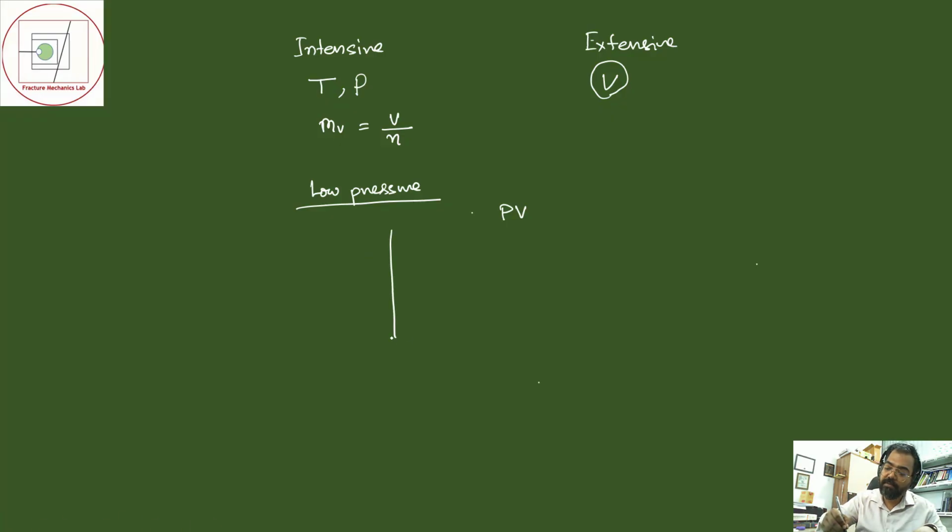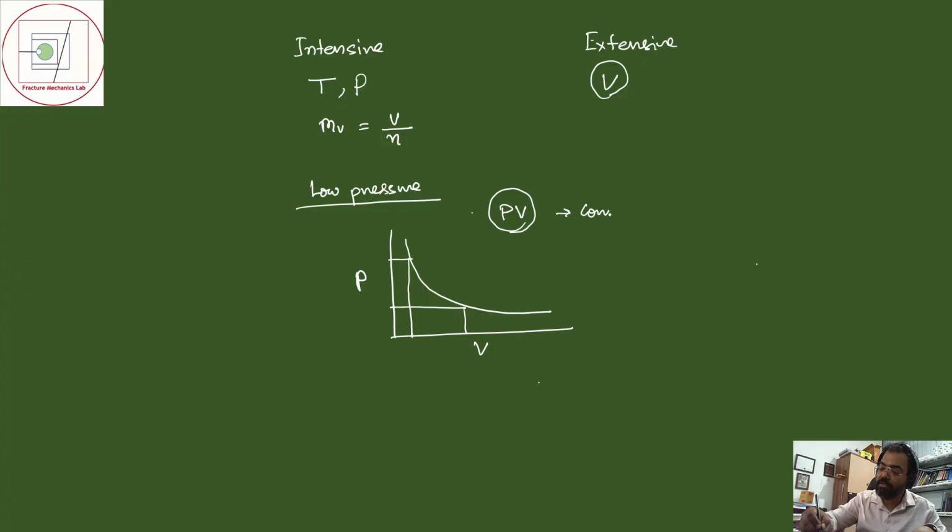When you plot pressure versus volume, it is hyperbolic, so it follows this kind of equation. At any point, if the pressure is high, the volume is low. If the pressure is low, the volume is high, and this quantity PV approaches a constant value. But it depends on the number of moles and temperature.